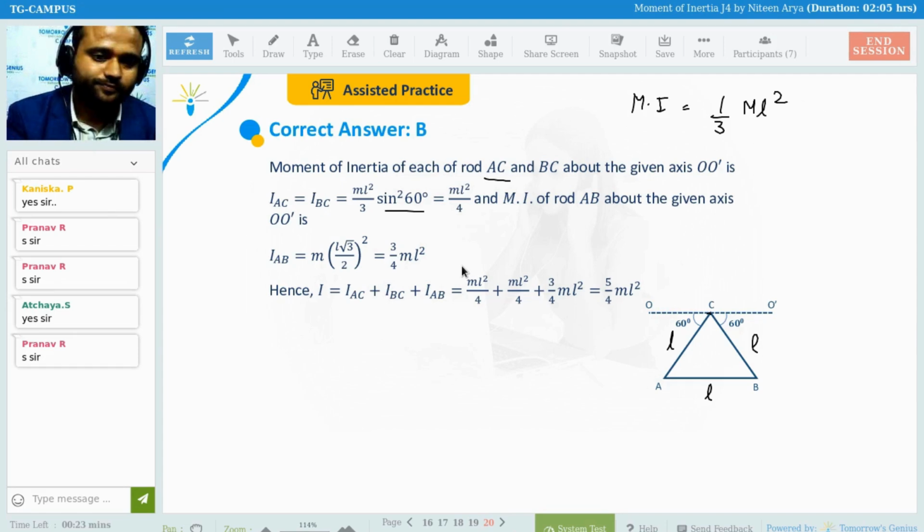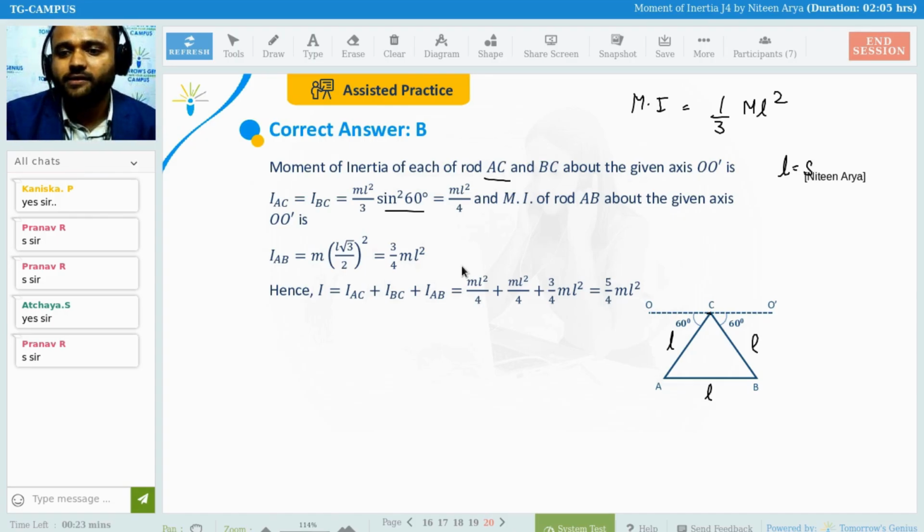And for AC, and if it is point C, for AC and BC it is going to be the sine 60 degree component, means we are going to find the sine component, and that is going to be sine square. So L is basically here L perpendicular, because in general, L perpendicular here is L sine theta.